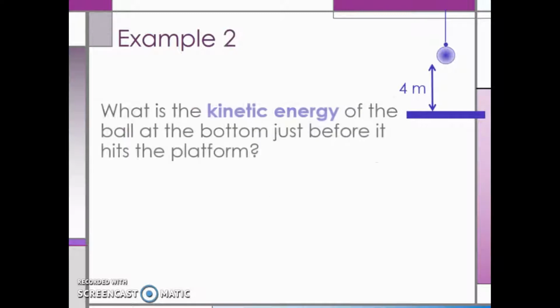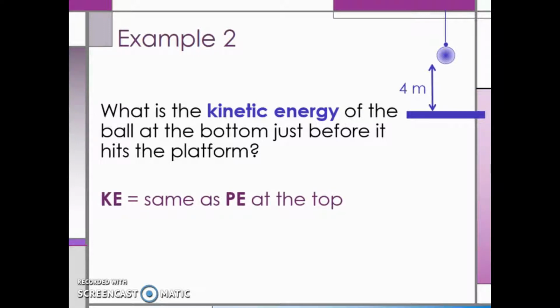In the next part of this problem, we want to know what is the kinetic energy of the ball at the bottom just before it hits the platform. Here, we aren't given the velocity of the ball, so we cannot use our usual formula for kinetic energy. However, we do know that energy is not created or destroyed, it changes forms. Therefore, we can use the idea of conservation of energy to see that the kinetic energy of the ball just before it hits the concrete platform will be the same as the potential energy of the ball before it is released. Therefore, the kinetic energy of the ball just before it hits the platform is also 7,840 joules.